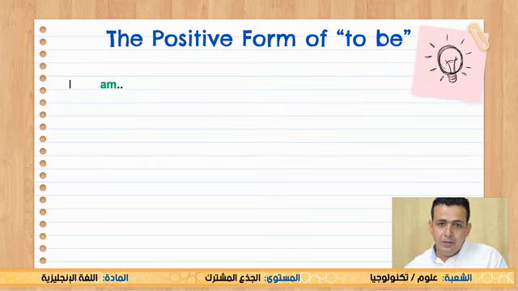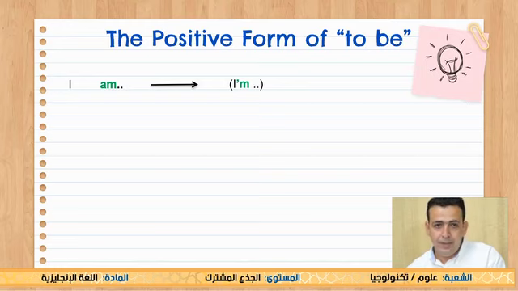So I am, and what is special here is that we make it a little bit short. So we shorten it, and this is called a short form. It becomes I'm. It's the same. Either you can say I am happy or I'm happy. Again, there is no difference between them, of course.